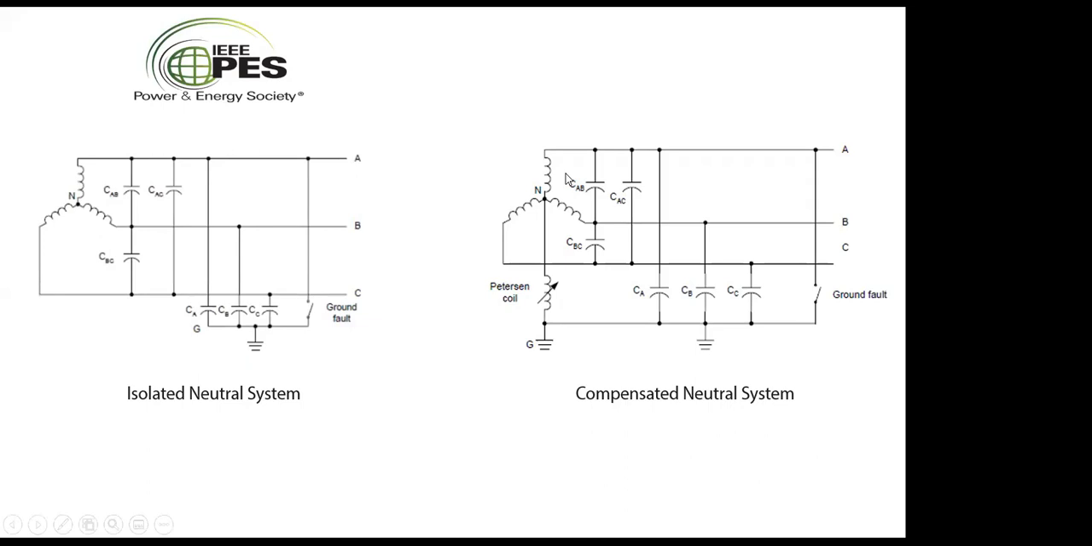And on the right side, you can see a compensated neutral system. That means an inductor bank or a Peterson coil is connected to the neutral and it's connected to the ground. So it's basically compensating the line capacitance. And when this type of network is provided, then the fault current is basically in phase with the voltage. So these two basic things we have to keep in mind for the next discussion.